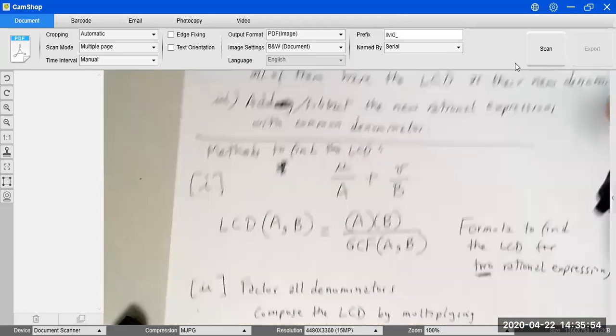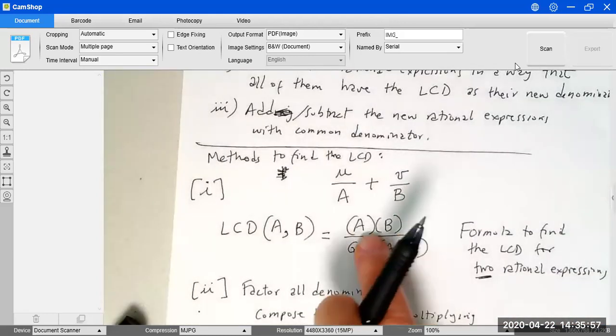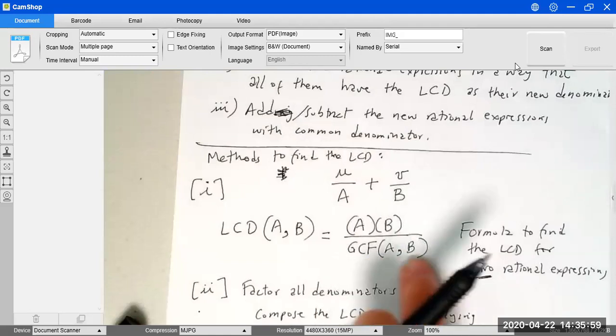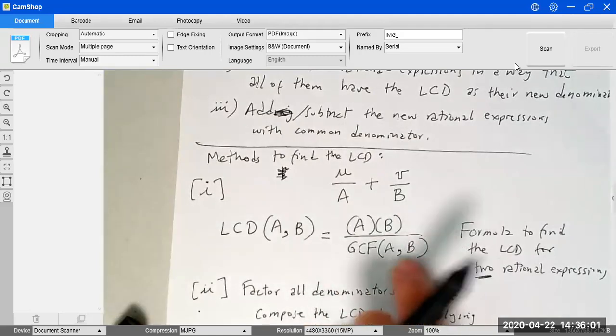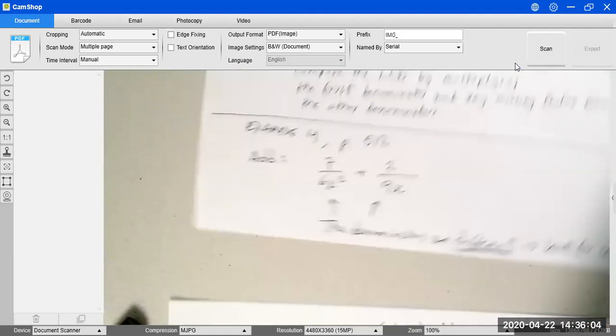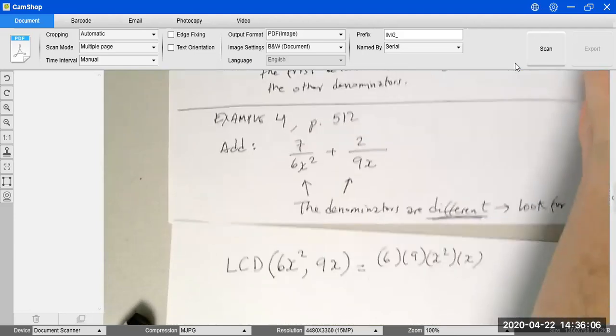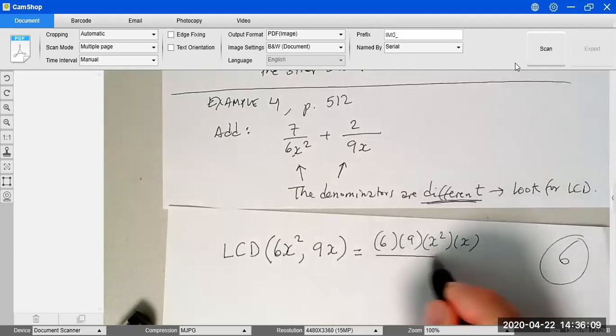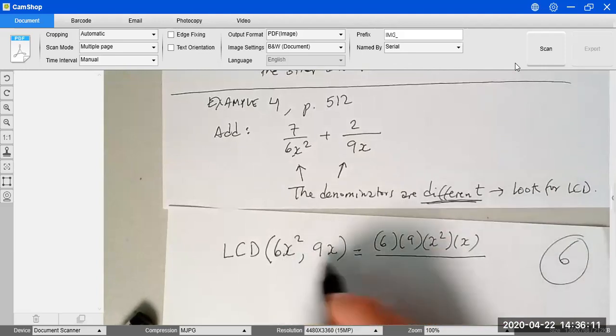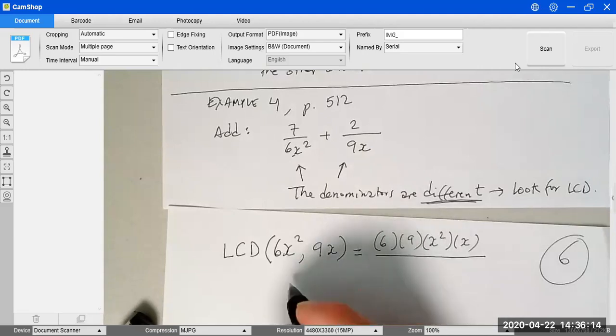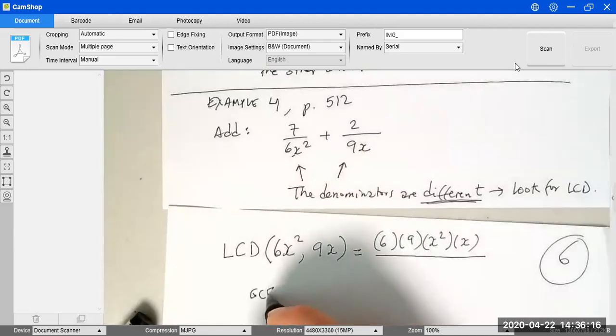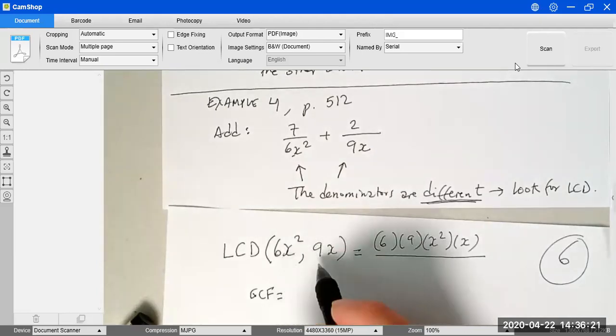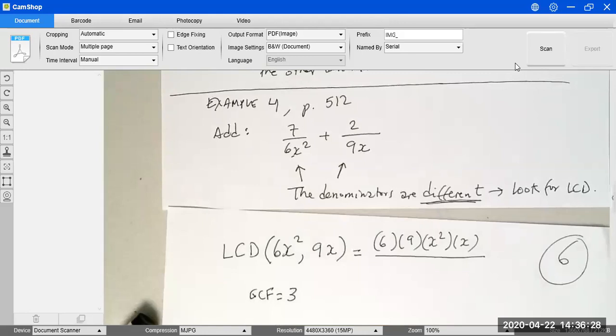So you're going to multiply denominators and you're going to divide the result by the greatest common factor of both denominators. So let's find the greatest common factor of these two. What is the greatest common factor of these two? The greatest common factor of these two is the greatest common factor of coefficients. The greatest common factor of coefficients is going to be 3, right?